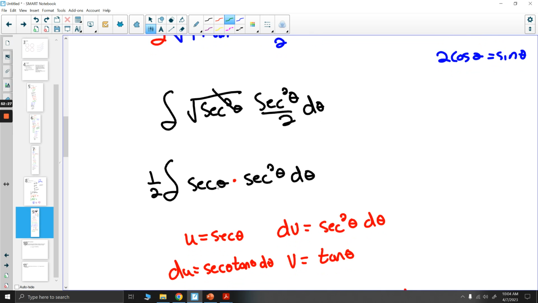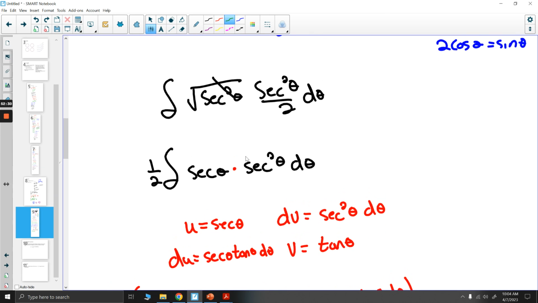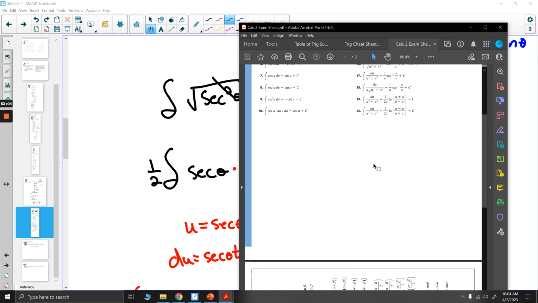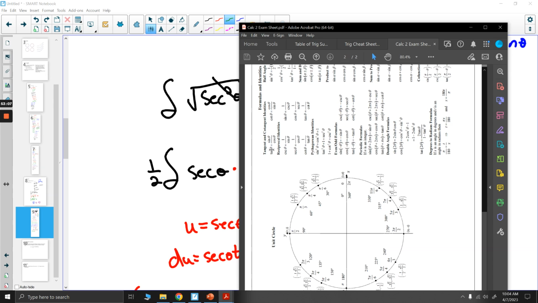Now, this secant cubed is one of those ones where you had to be kind of clever. And that's why I'm bringing it up, because it does show up sometimes. The table of integrals has it, but I don't really know it off the top of my head. And the table has a lot of stuff. To be honest, you should be practiced in not using that table. Basically, the initial portion of that table, the basics, is all you really have to go off of. This is what you're usually given. If you notice, it's called Calc 2 exam sheet. It has that, and it also has some trig stuff.